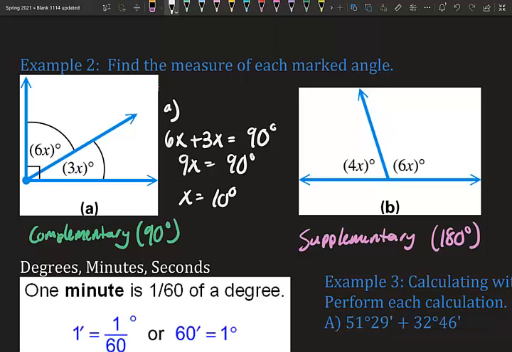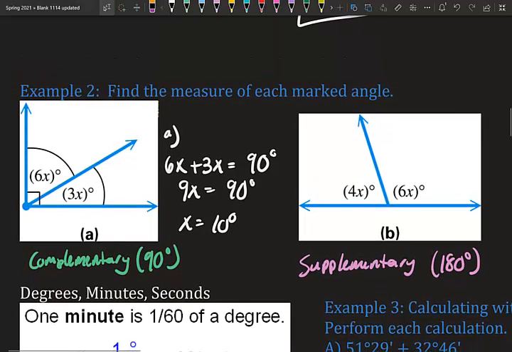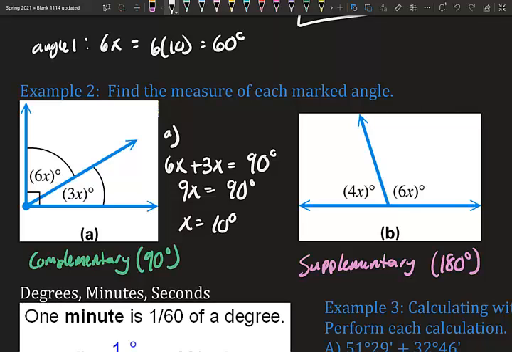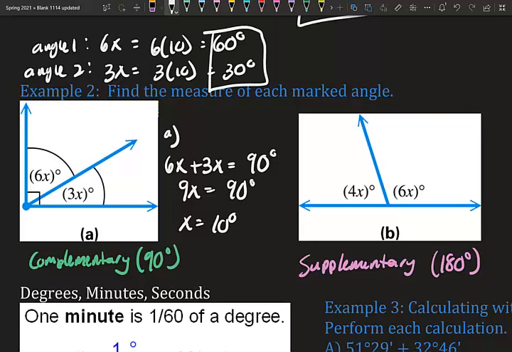Now that's not the answer, right? We have to go back and plug it in. So we have to plug it back in. We have angle 1, which is 6x. So that's 6 times 10, which is 60 degrees. Angle 2 is 3x. So 3 times 10, we get 30 degrees. There is our answer. We have a 60 and a 30.